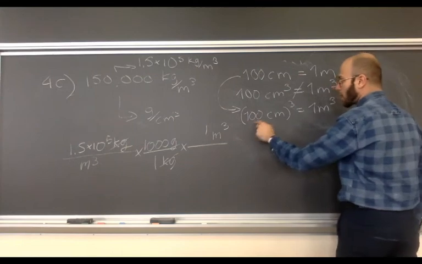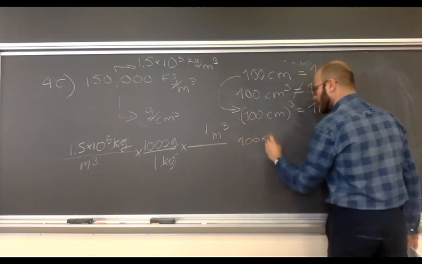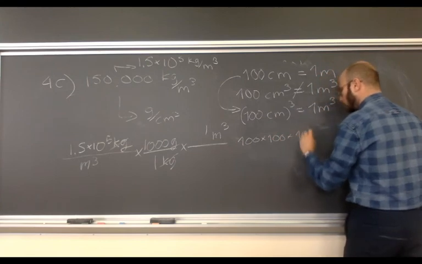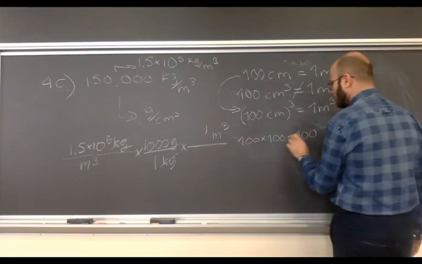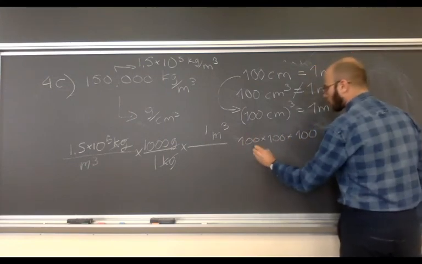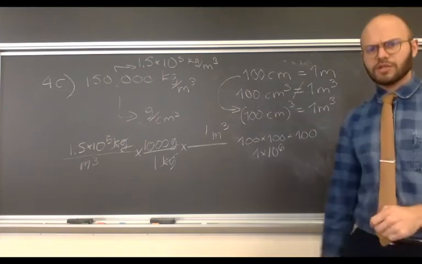So what is 100 to the third power? Well, you could do 100 times 100 times 100. I also like to count the zeros. So 1, 2, 3, 4, 5, 6. Or 1 times 10 to the 6. Let me just pause there.